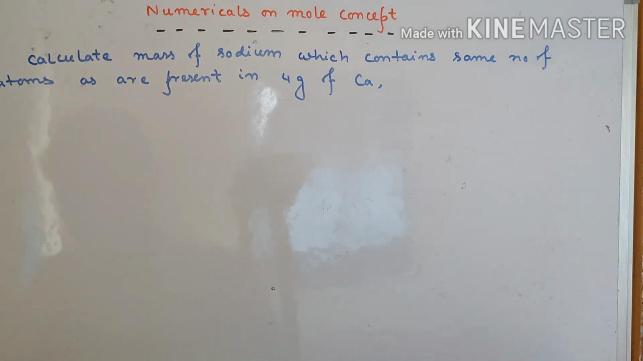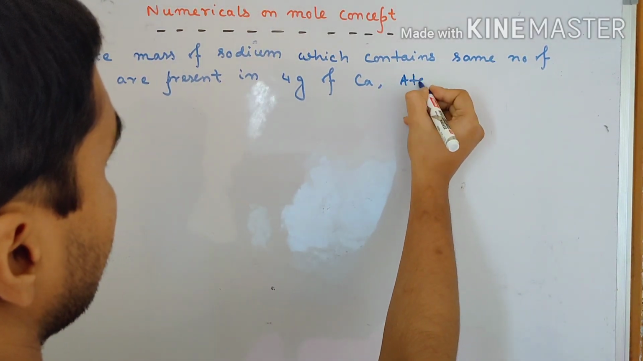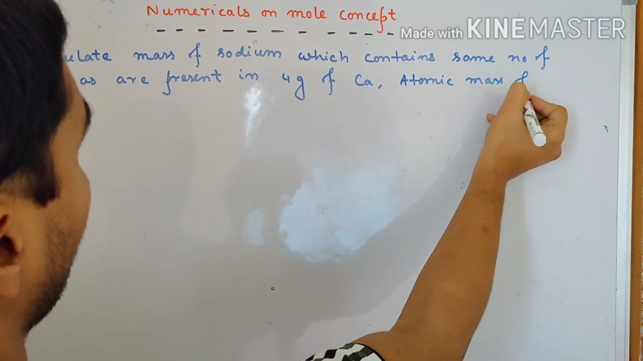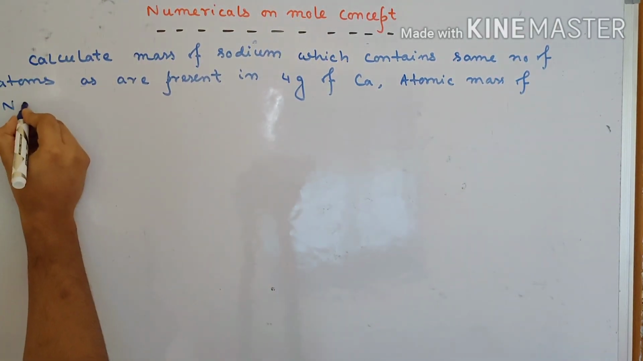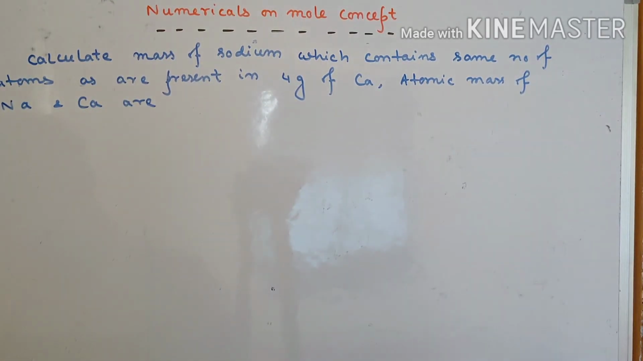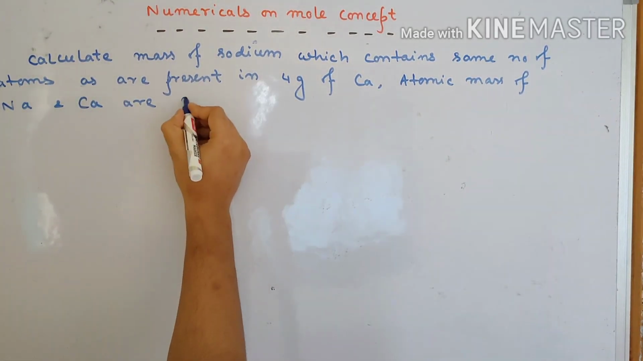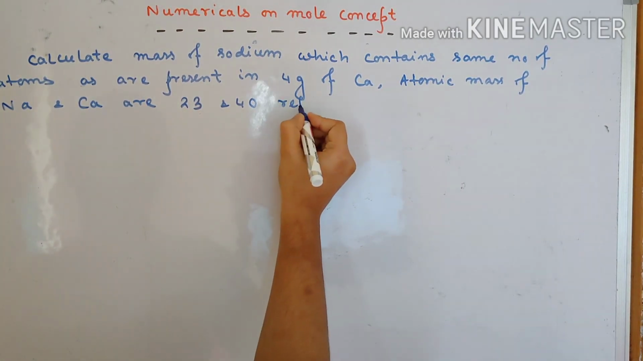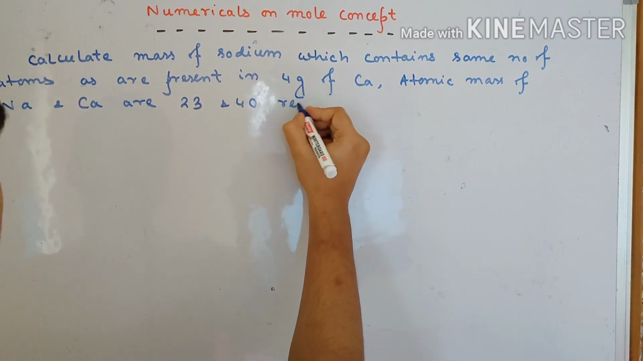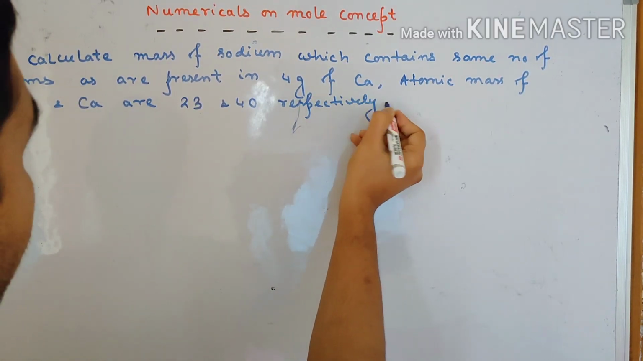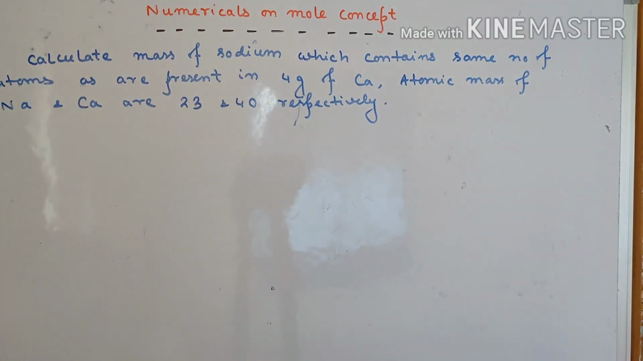Atomic masses of sodium and calcium are 23 and 40 respectively. So that is the case.